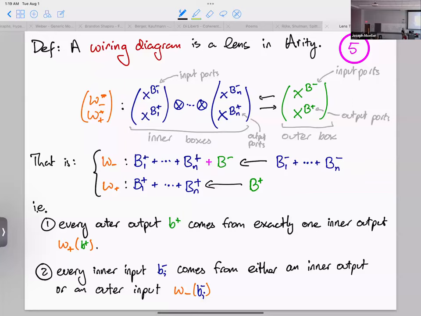Maybe that's a little better. The maps go backwards. We're in the opposite of the category of finite sets. But now you can see that they're arranged in the same way I had been arranging everything before.